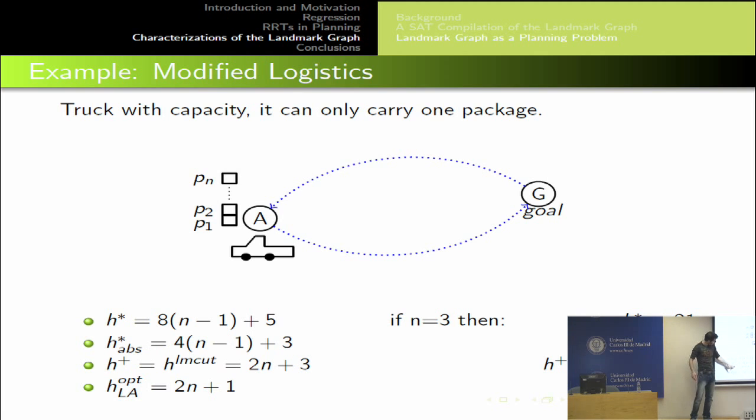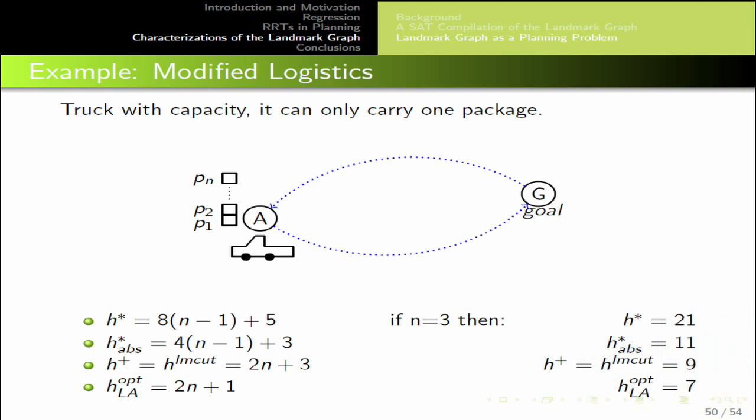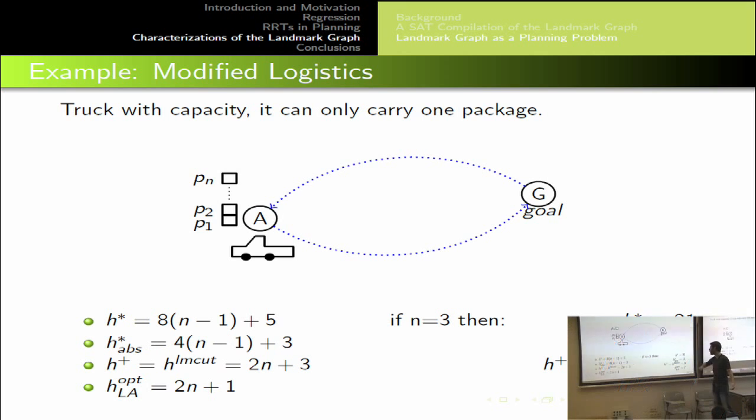So these are the costs of several estimations, depending on the number of packages in our problem. This is the optimal solution of our abstraction, H plus, and the optimal landmark counting heuristic. And as we can see here, for example, given 3 packages, which is a really small problem, the more packages we have, the higher the difference will be. In this case, we can see that the optimal cost of a solution of our abstraction is in fact higher than H plus and LM-cut, right? And it's still much higher than the optimal landmark counting heuristic.